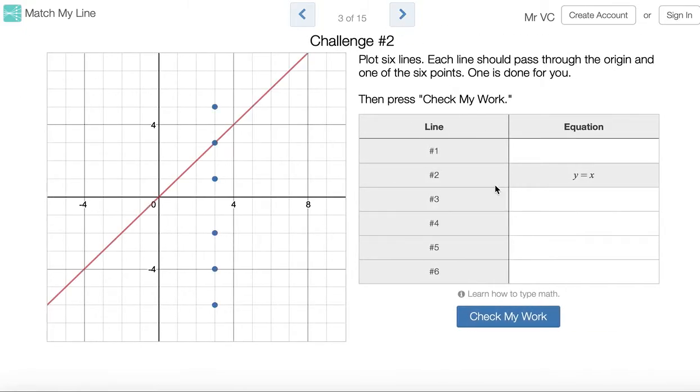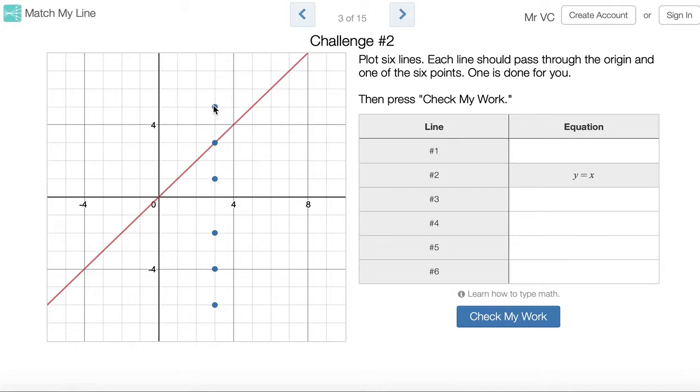Move on. So now they give you a whole list. Plot 6 lines. Each of these lines should pass through the origin and one of the 6 points. One is done for you. Then press check my work. So the way to do this is you've got your first point here. You know it's going to be positive. It's going up. I go rise over run from the origin: 1, 2, 3, 4, 5.